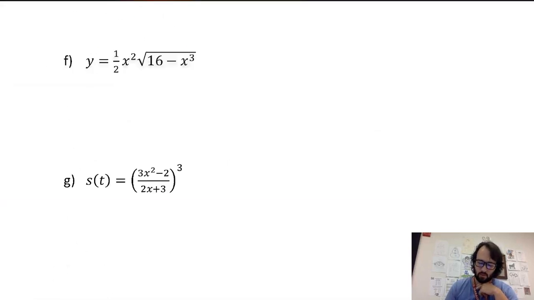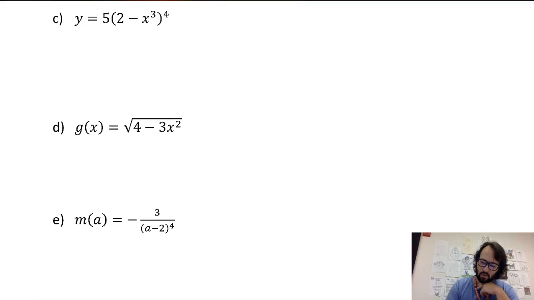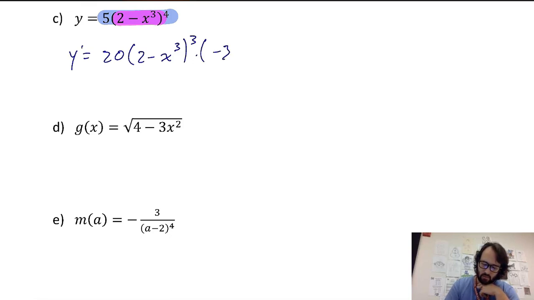Oh no, we were on C. Okay, so the biggest thing that I see is this 5 times (2 minus x cubed) to the fourth, but really it's that 5 times something to the fourth. So I'm going to use my power property with it. So y prime is 20 times (2 minus x cubed) to the third. Then I look inside a little bit more, and I see 2 minus x cubed, so times the derivative of that, which would be negative 3x squared, and there would be my derivative.